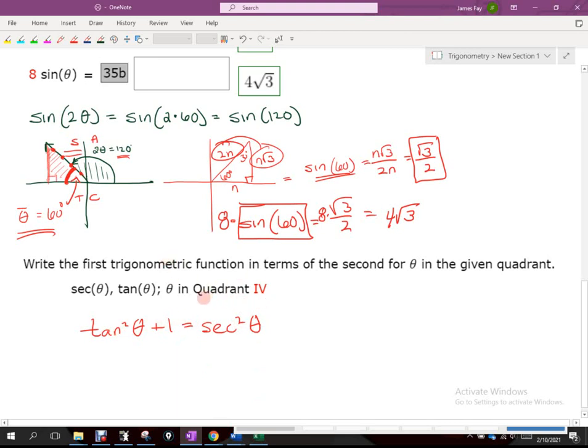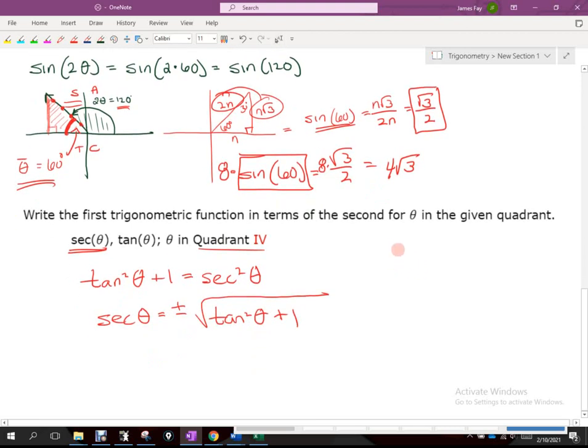Now we're going to be in quadrant 4, so that'll be something to think about here in a moment. But we're going to solve for secant. So to solve for secant, don't I just have to take the square root? So this will be secant theta equals plus or minus the square root of tangent squared theta plus 1.